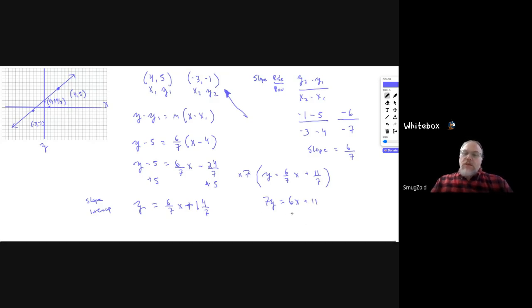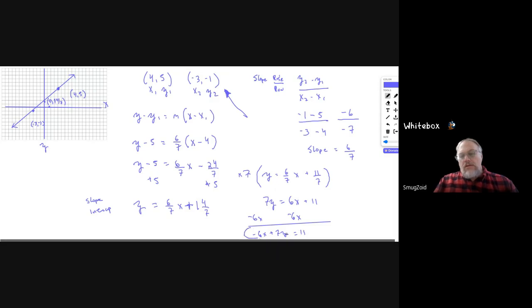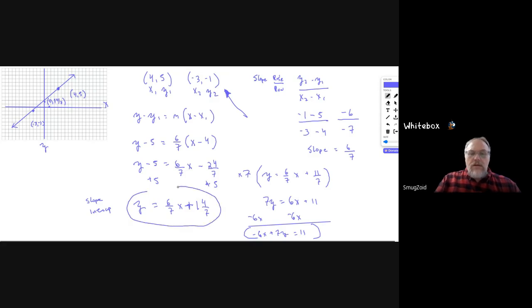Then I'm going to move the 6x back over to this side. So subtract 6x, subtract 6x. And my final line in standard form would be minus 6x plus 7y equals 11. All right, that's standard form. And this right here is my slope-intercept form. This is not the best looking plus, but I'll make it look nice. Okay, plus.